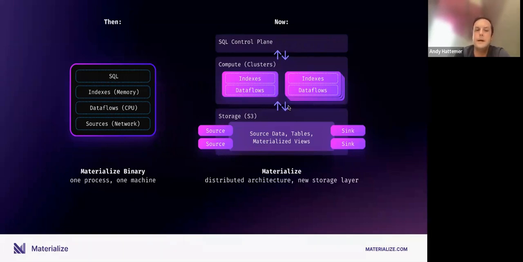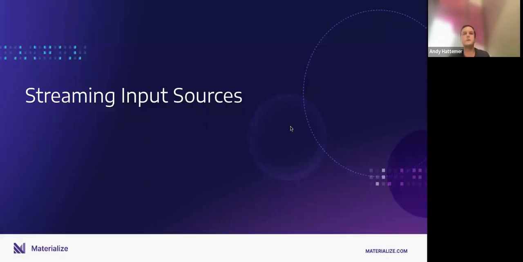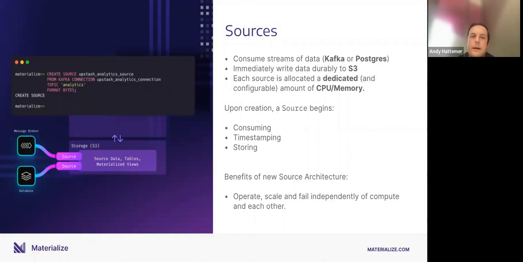And then in the compute layer, this is where the query engine would typically go in a traditional cloud database, but for us, it's clusters of replicas that handle the indexes and the maintaining of those indexes via Dataflow. So let's talk a little bit more about streaming input sources. Sources consume streams of data from Kafka and Postgres and immediately write it down to S3. And each source is allocated a dedicated and configurable amount of resources, CPU and memory.